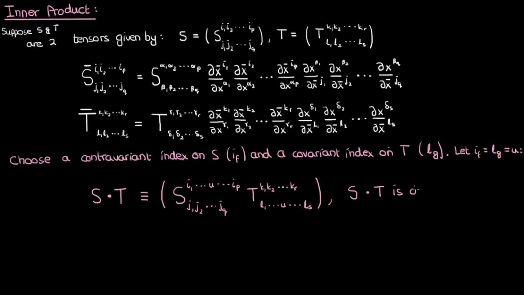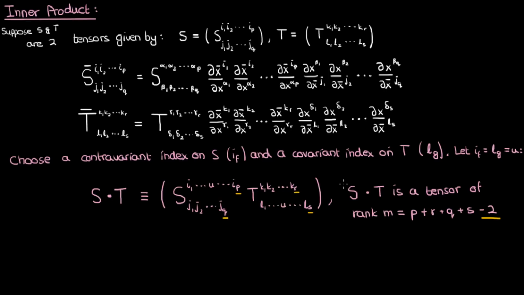This inner product is a tensor with a total rank of P plus R plus Q plus S minus 2. Intuitively, this should make sense. By performing an inner product, we're effectively combining the tensors if you look at the right-hand side of the definition. So the resultant tensor should have a rank of P plus R plus Q plus S. Now the two get subtracted because two of the indices, one contravariant index and one covariant index, go away because they get summed over.